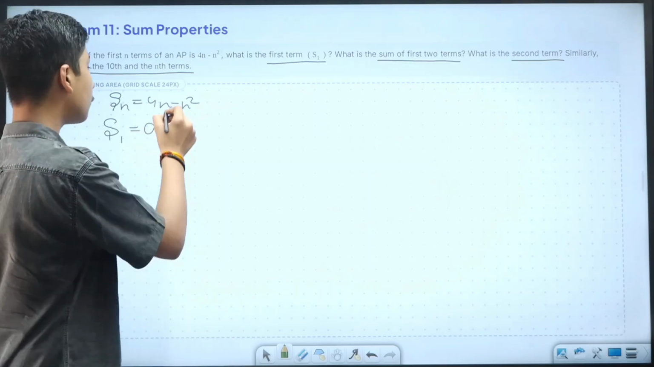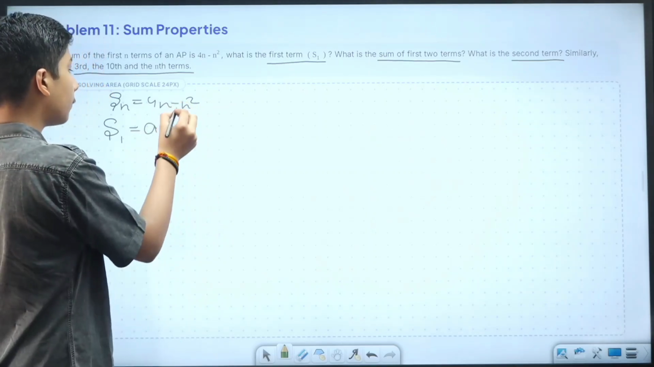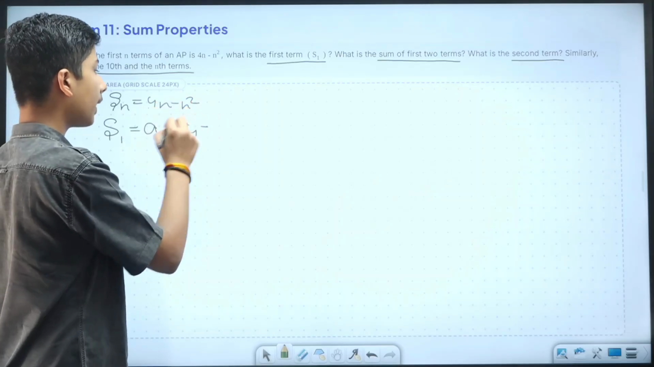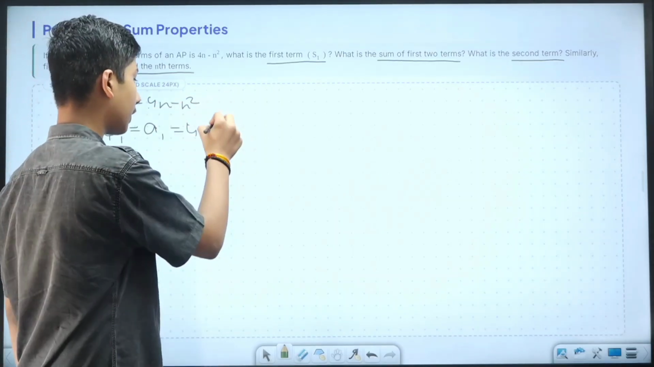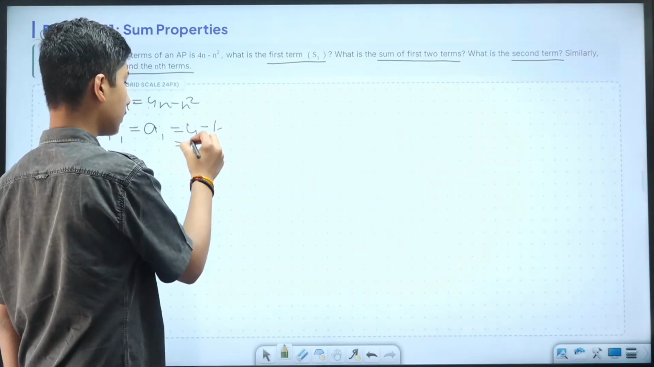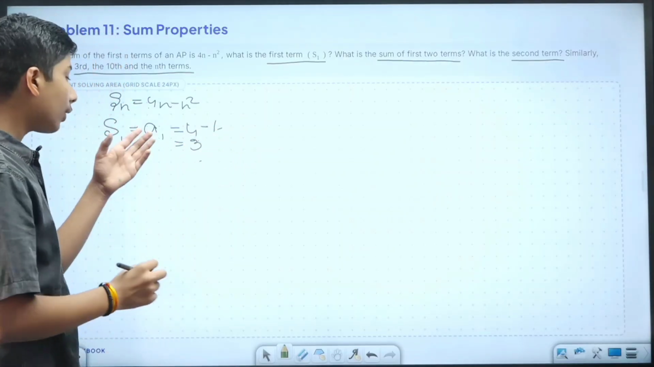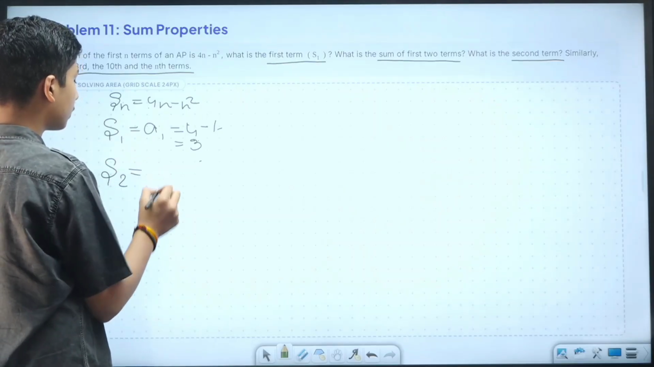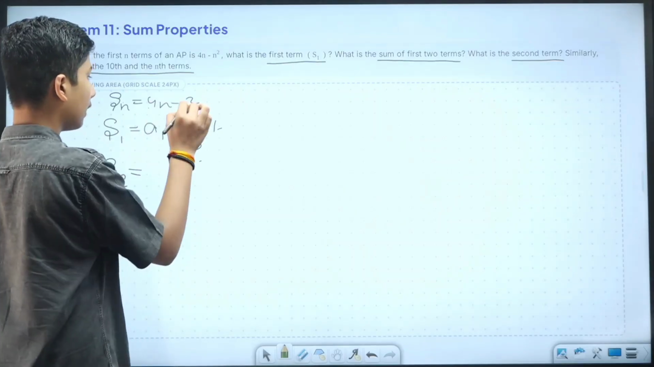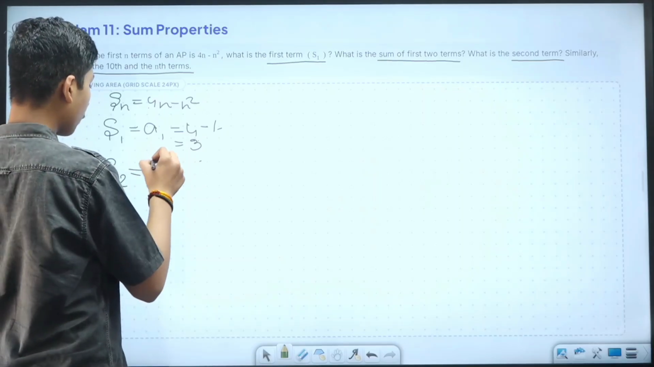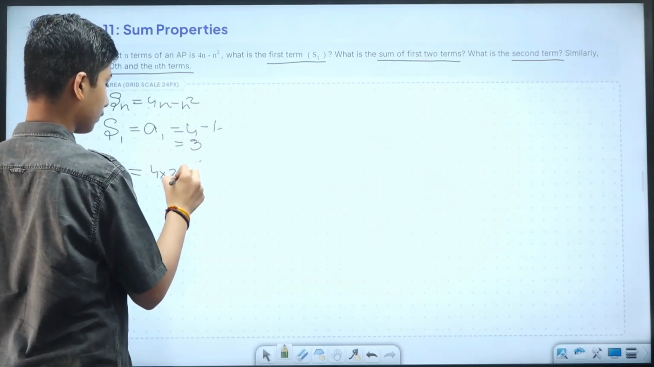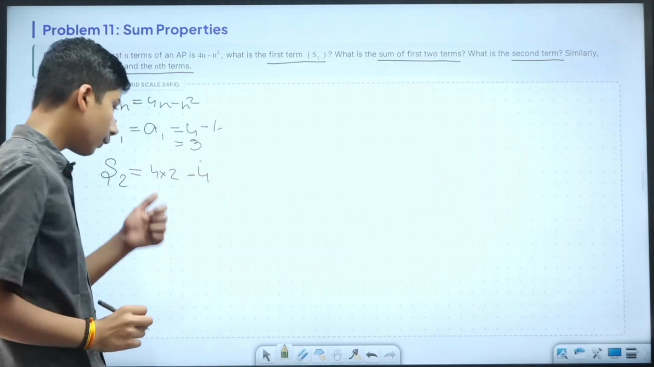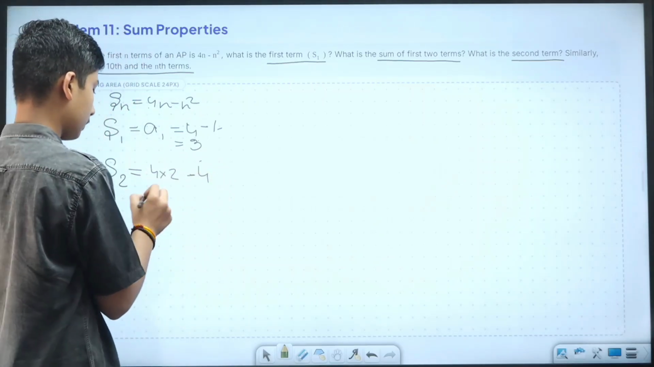This will be equal to 4n minus n square, which means 4 into 1, which is 4, minus n square. 1 square is 1 only. So it will be 3. Now A1 is 3. So we can find out S2, the sum of the first two terms, which will again be 4n minus n square. So 4 into 2 minus 2 square, which is 4. 4 into 2 minus 4, it is 4.